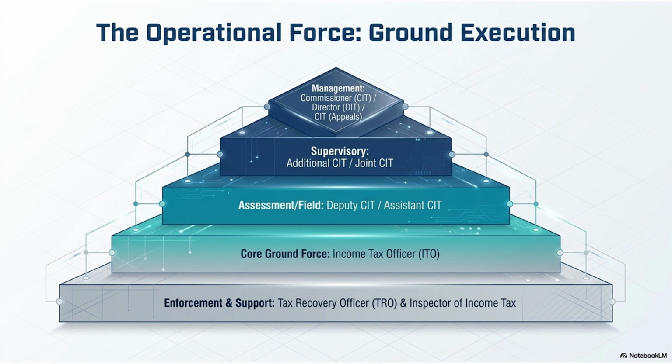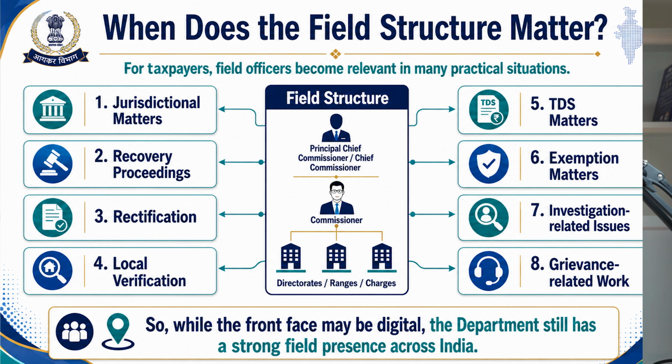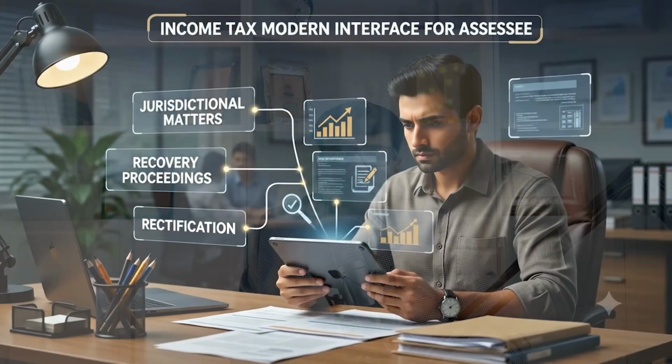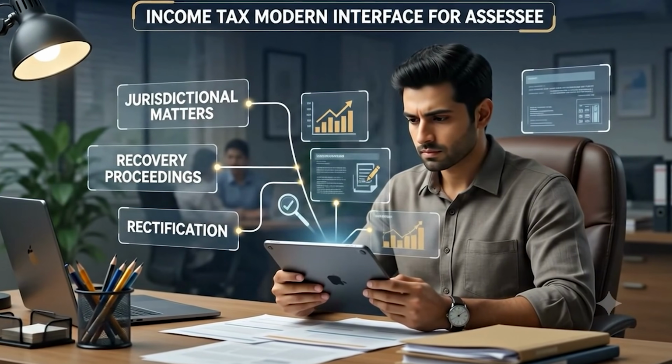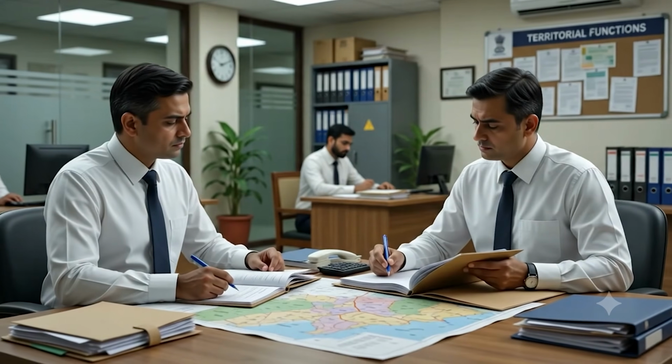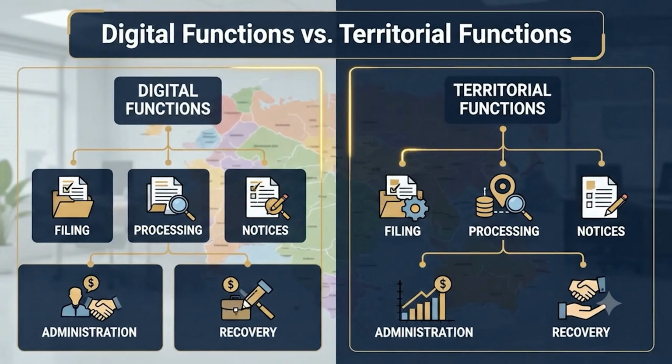For taxpayers, this field structure becomes relevant in many situations: jurisdictional matters, recovery proceedings, rectification, local verification, TDS matters, exemption matters, investigation related issues, penalties, and sometimes grievance related work. So digital does not mean there is no officer. It means the interface has changed. The department is now both digital and territorial. Digital for filing, processing, notices, and many assessments, territorial for administration, enforcement, recovery, and several specialized functions.